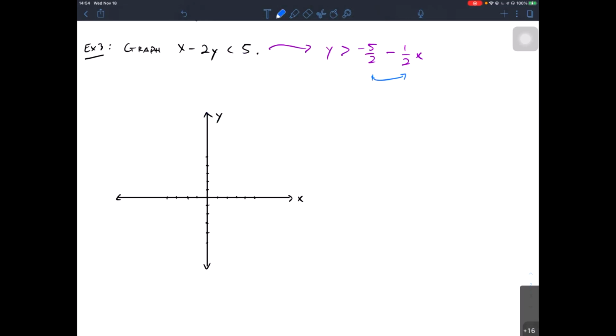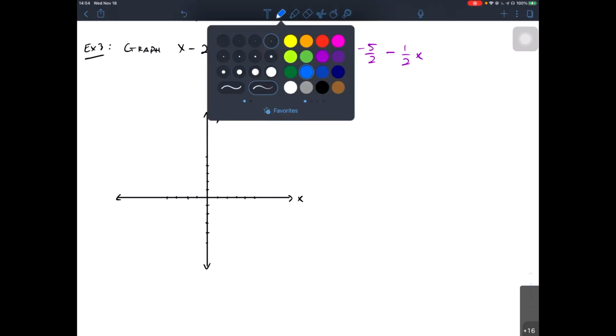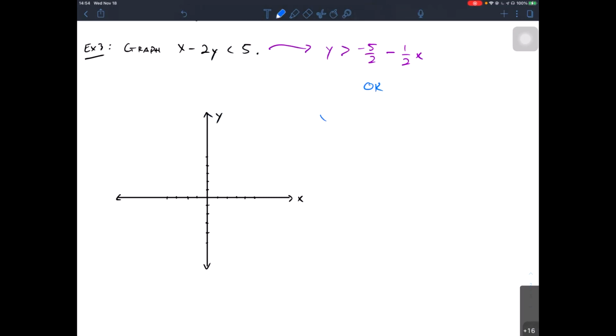So if you're talking about order, that's not a big deal, right? Whether you write it like this or you write it like this, or y is greater than negative 1 half x minus 5 halves, either is correct. Is it conventional? This is definitely conventional to do this. Is it clear? Absolutely. But is this absolutely wrong? Nah, far from it. That's a great point to bring up.